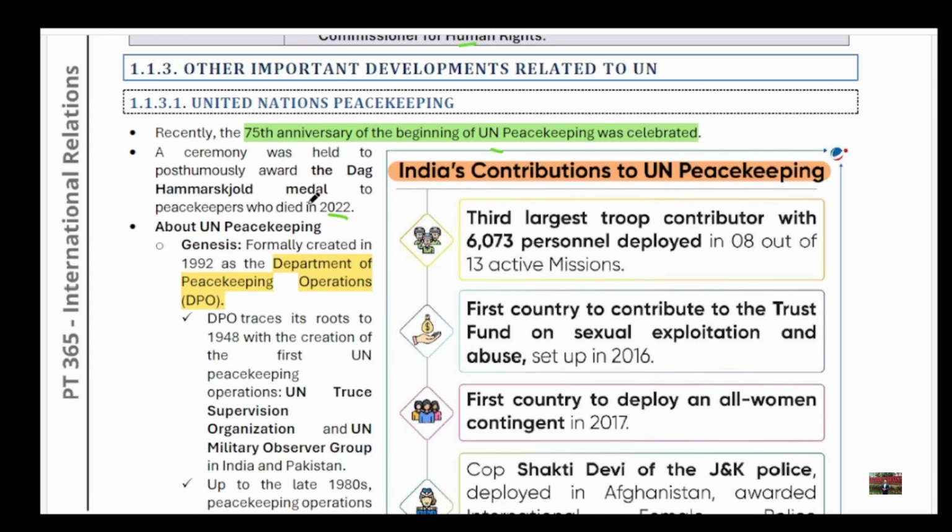The Dag Hammarskjöld Medal is an award given to peacekeepers who have died in 2022. So what is the genesis of United Nations peacekeeping? It was formally created in 1992 as the Department of Peacekeeping Operations, which was later converted into the United Nations Peacekeeping Force.